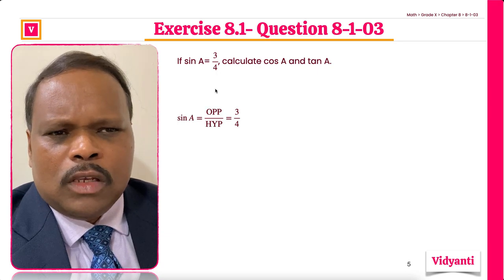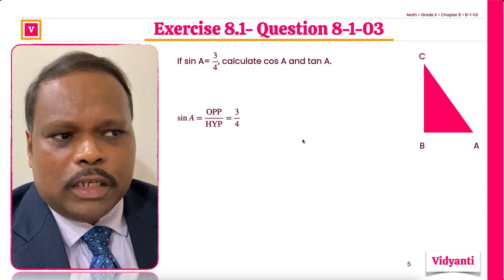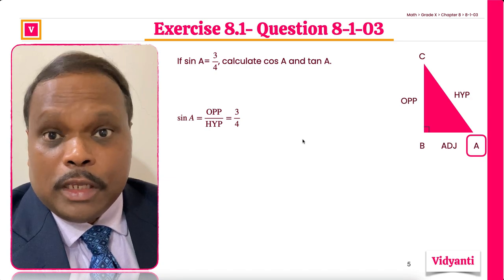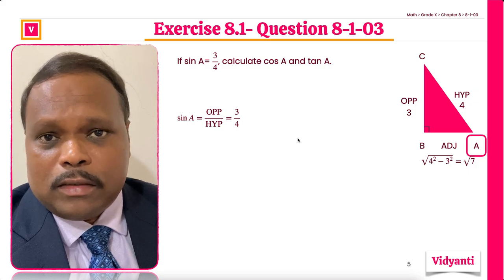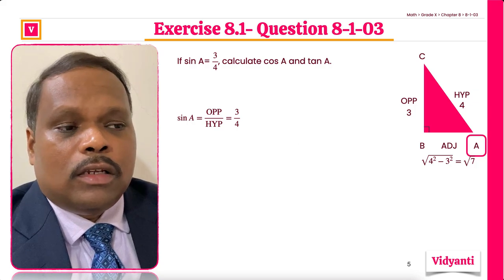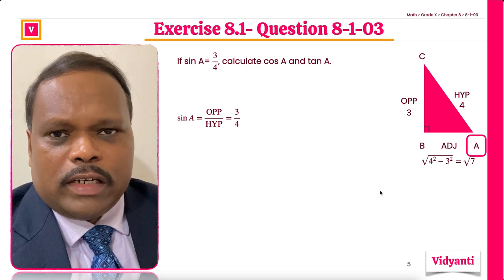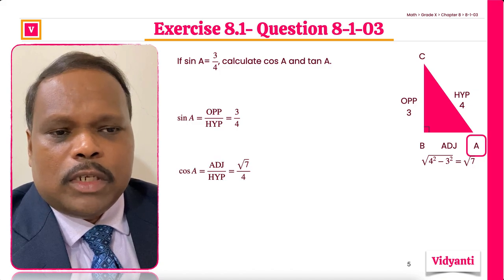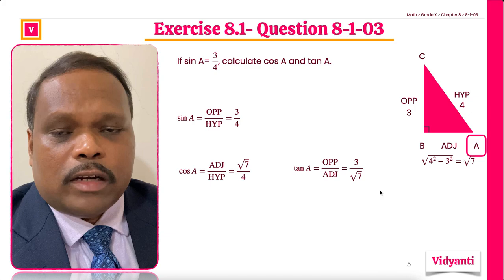So we construct a triangle such that for angle A, opposite is equal to 3 and hypotenuse is equal to 4. That means the adjacent, which is the third, missing side, using the Pythagoras theorem we will evaluate as root 7. Now we have all three sides and we can calculate any trigonometric ratio. So in this case cosine A will be adjacent over hypotenuse, that will be root 7 by 4, and tan will be opposite over adjacent, that's 3 divided by root 7.